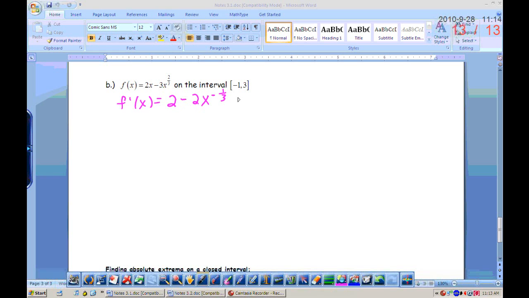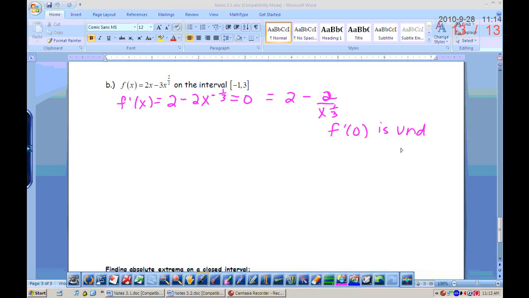And I need to find the critical numbers. So the critical numbers are where the derivative equals 0 or where the derivative is undefined. Is this derivative undefined anywhere? When x equals 0, because we could rewrite this as 2 minus 2 over x to the 1/3. So f prime of 0 is undefined, right, because 0 is in the denominator.